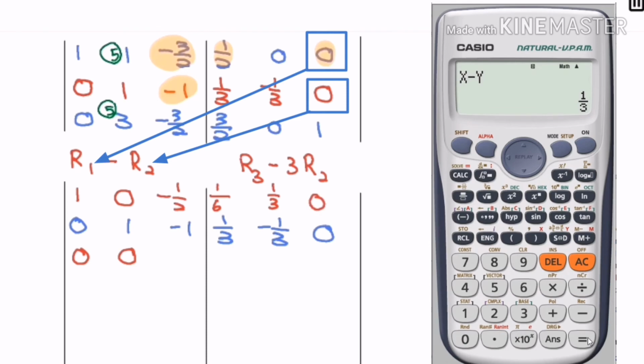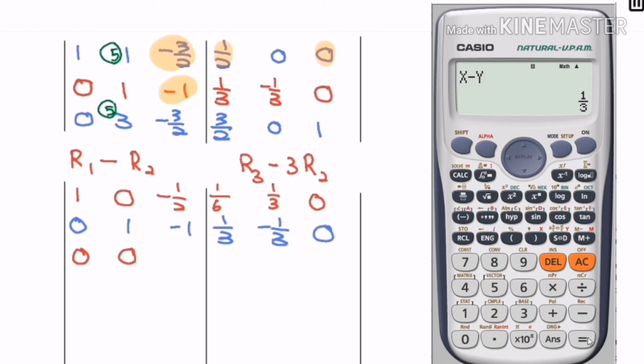So now I proceed with the third row. So I have to modify my formula. So in here, R3, I represent it as x minus 3, and my R2 will be represented by y. Okay, so we are going to repeat the process. Calculate what is your R3. So in here, my R3 is negative 1.5.